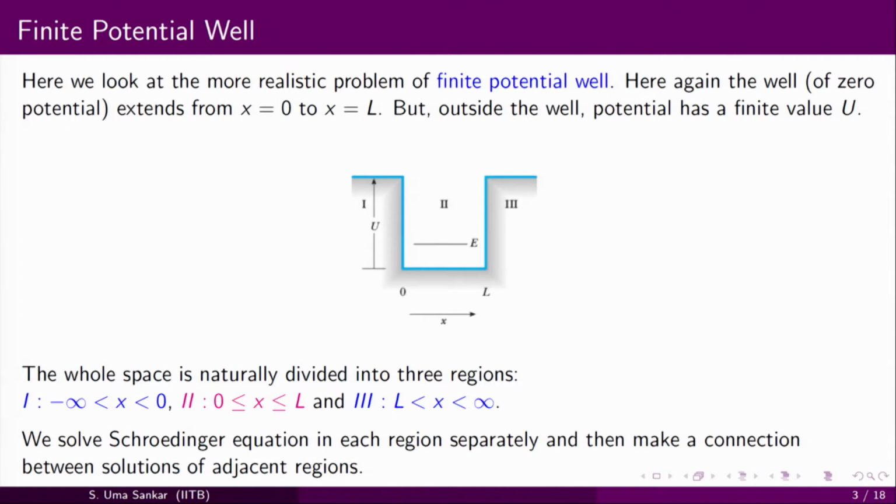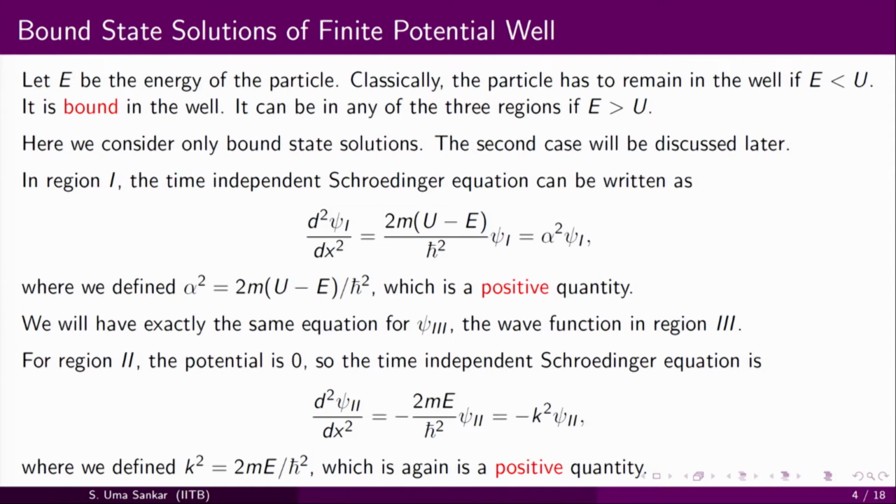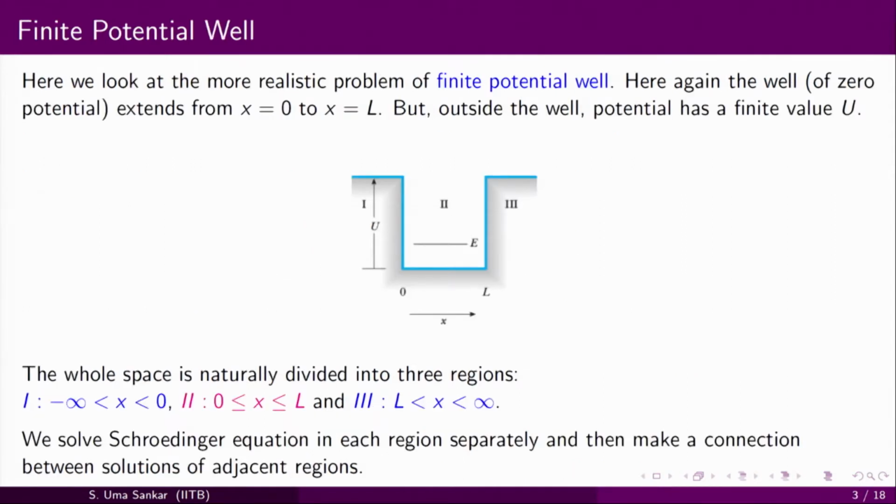What we will try to do is to solve Schrodinger's equation in each of these three regions, and then we will try to see how the solutions in the three regions connect to each other to give us one well defined wave function. So, first let us look at this problem classically. Let us assume that the energy of the particle in the well is E.